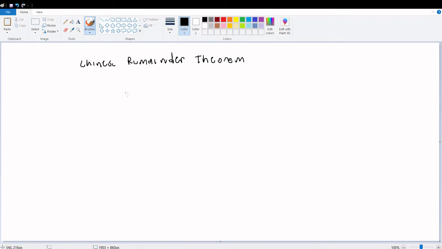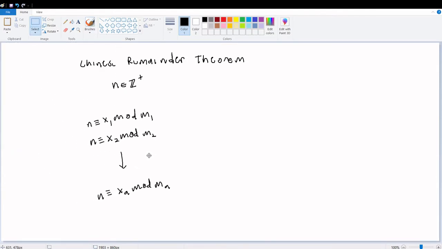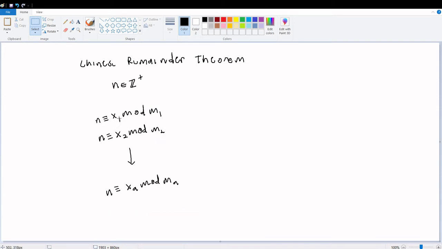What it says is that if I have some positive integer n, an element of the positive integers, and I have a system of congruences such that n is congruent to x sub 1 mod m sub 1, n is congruent to x sub 2 mod m sub 2, and so on, up until x sub a mod m sub a, then there is some unique b that n is congruent to mod m sub 1 times m sub 2 all the way up until m sub a. That's not formal notation; you should probably use dots.